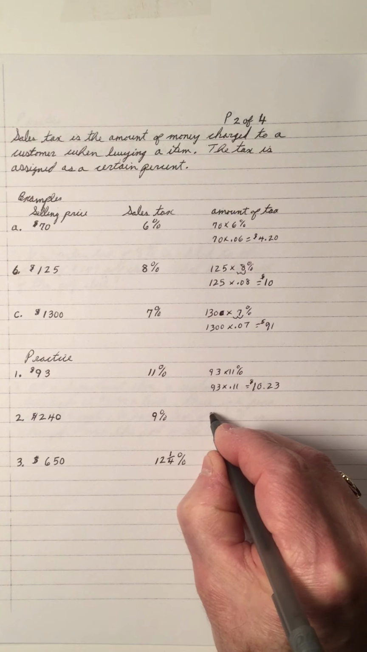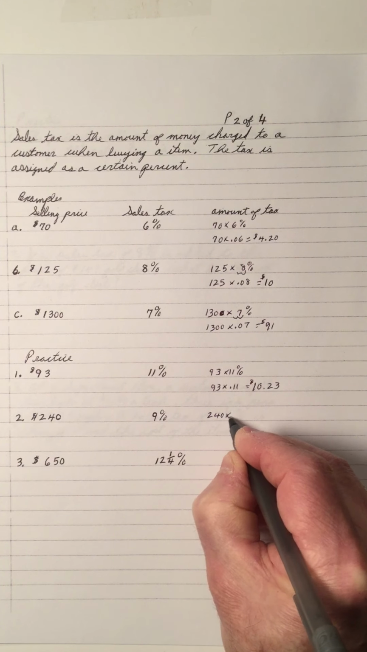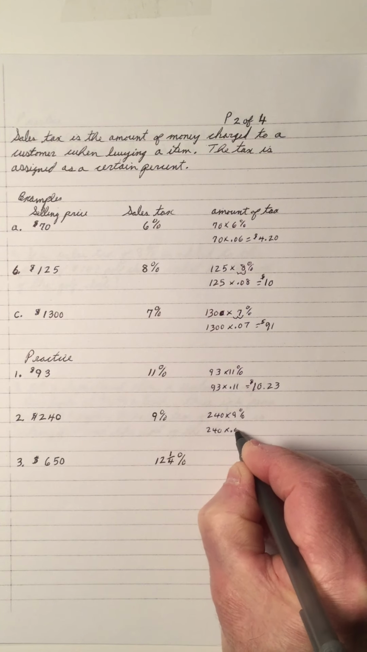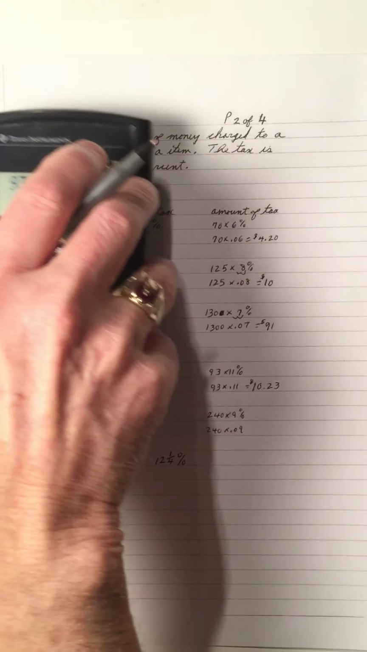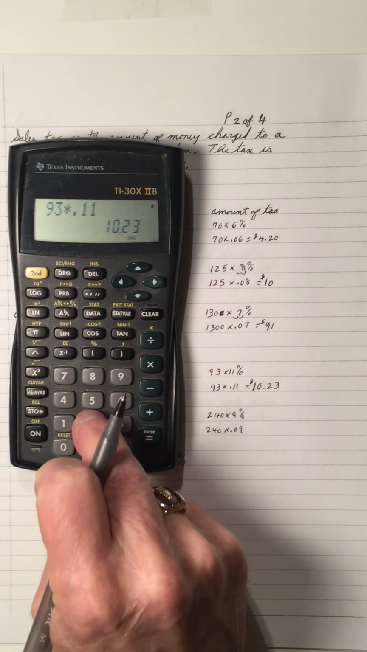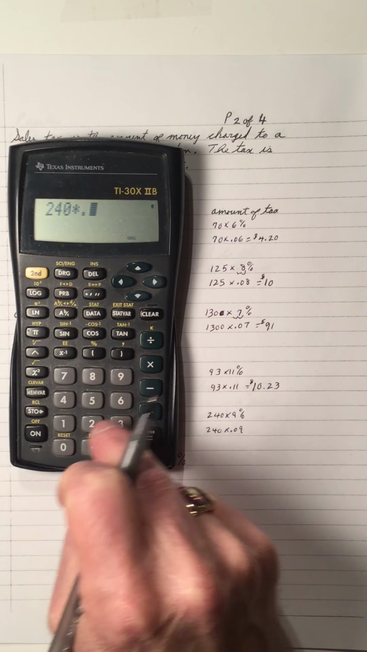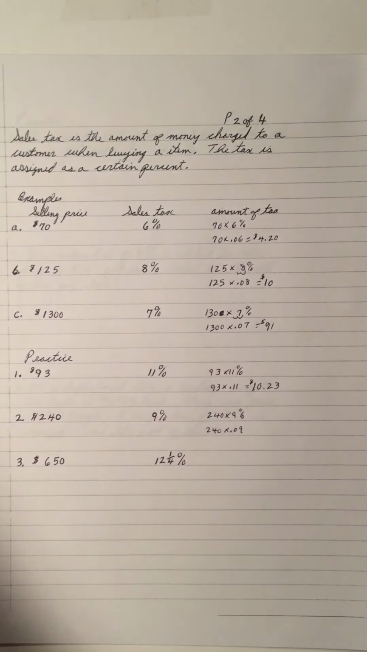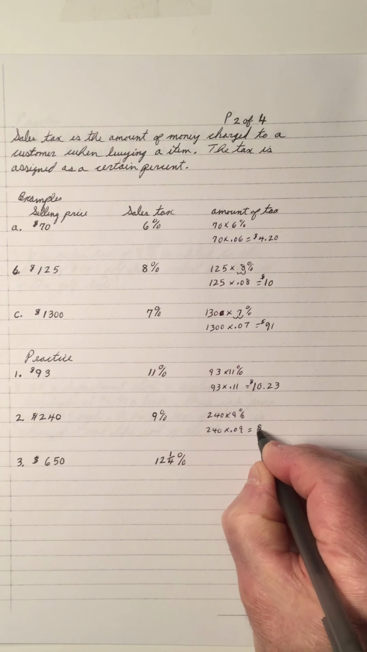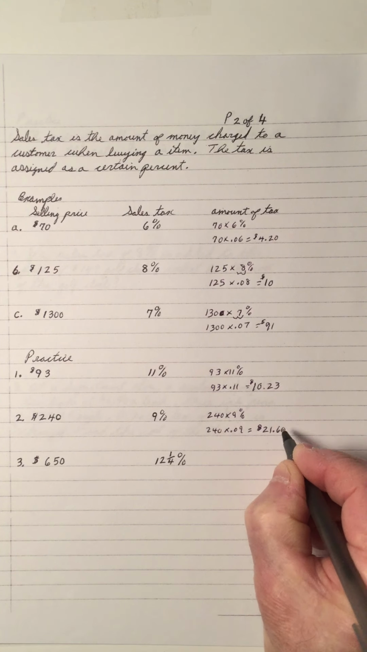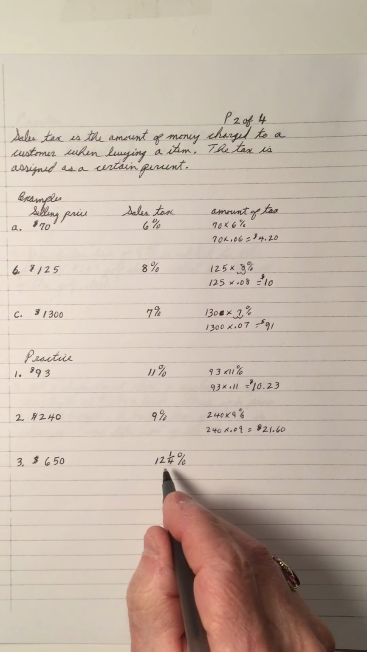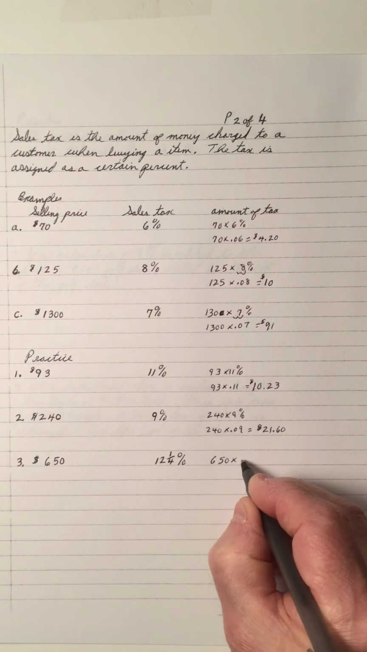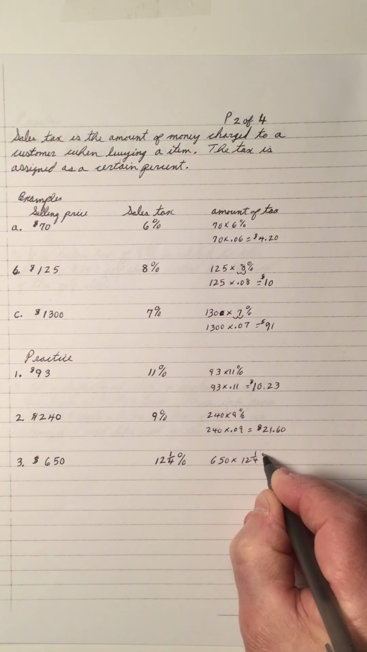$240 at 9% tax, so it's $240 times 9%. So it's $240 times decimal 0.09, and that gives you $21.60. And we have $650 at 12 1/4%, so $650 times 12 1/4%.